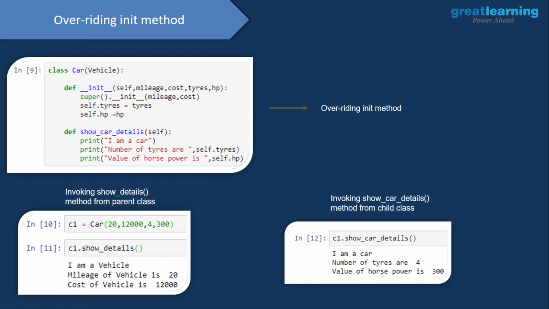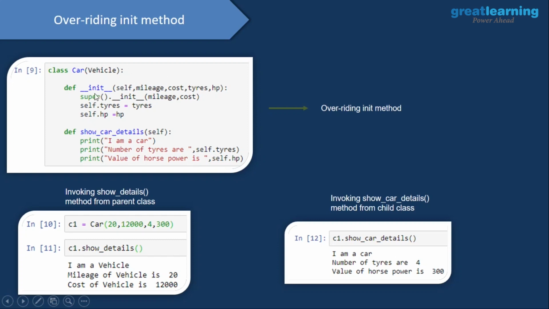And since the vehicle class has mileage and cost parameters, I'll have them over here. I'll also have the self parameter, and I will add 2 new parameters for the car class itself. So I'll have tires and HP. Now to pass in the values for the super class or the parent class, I would need this super method.